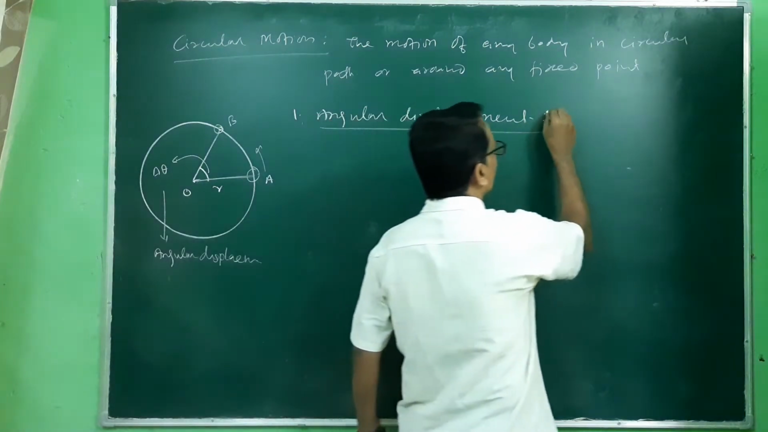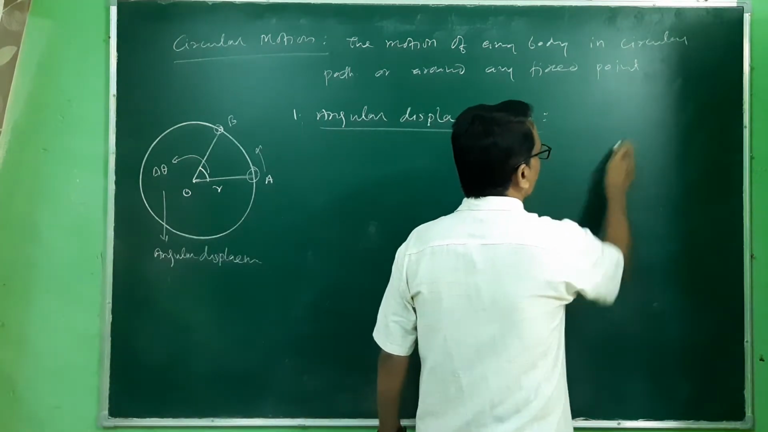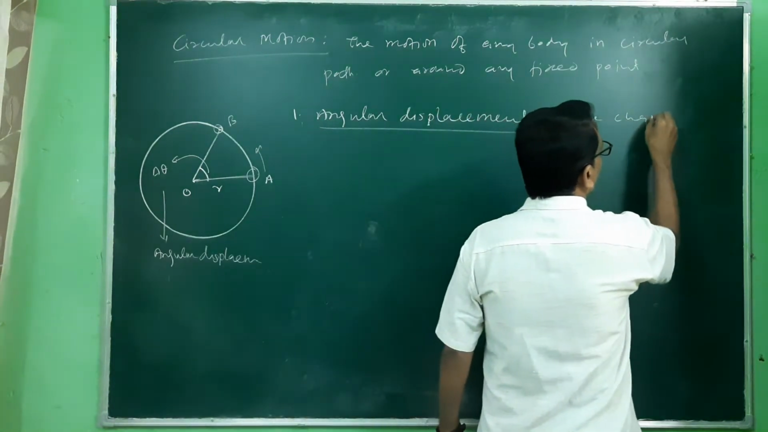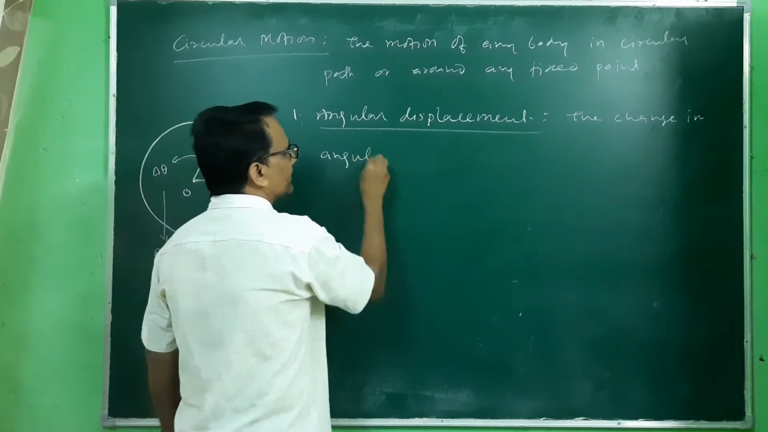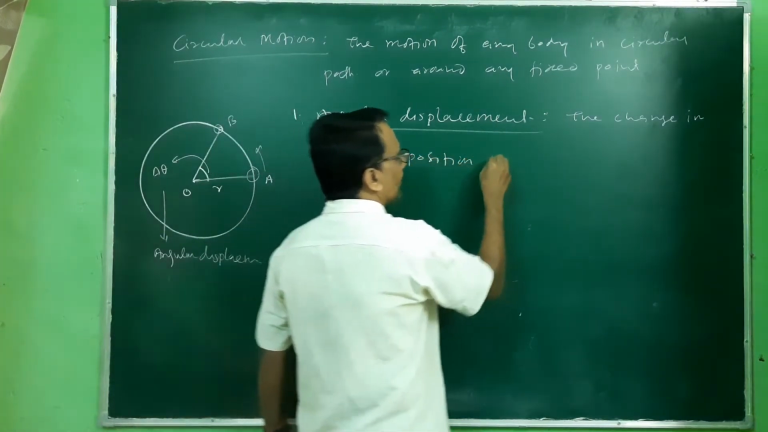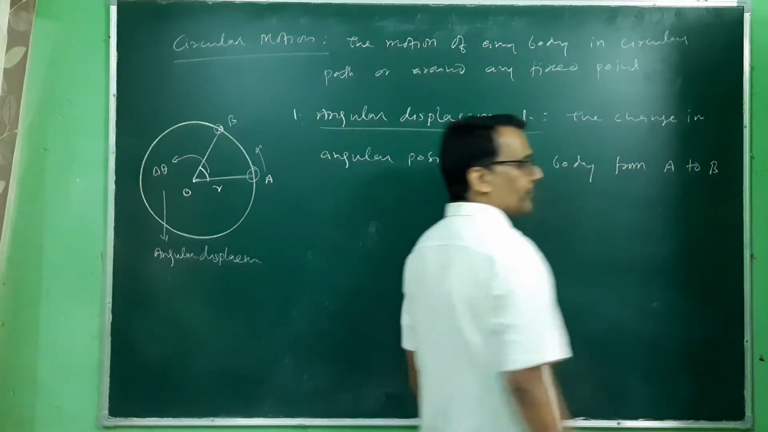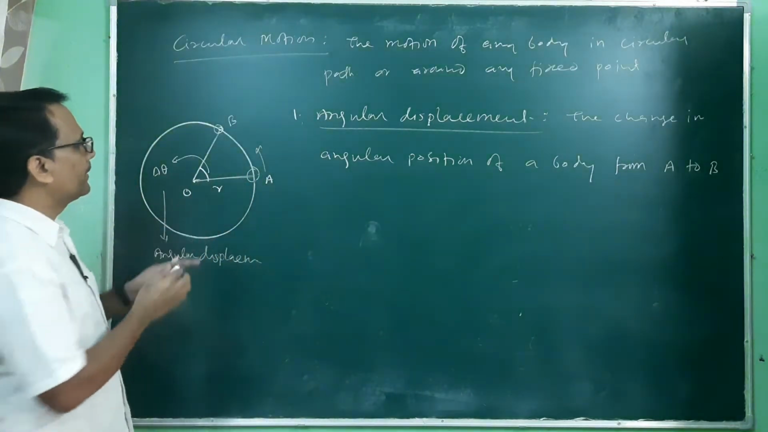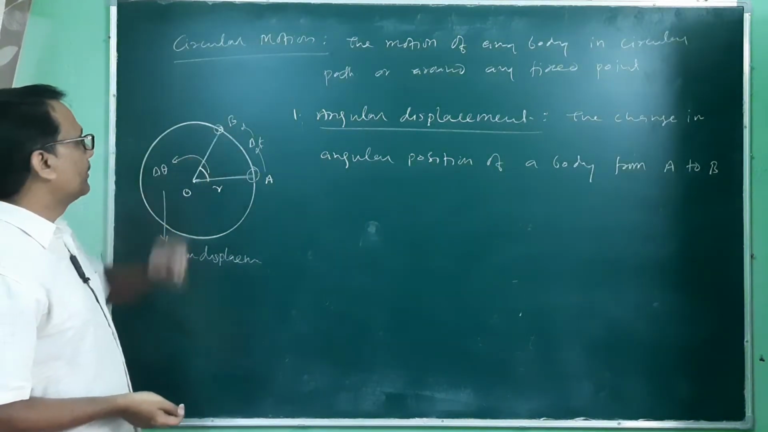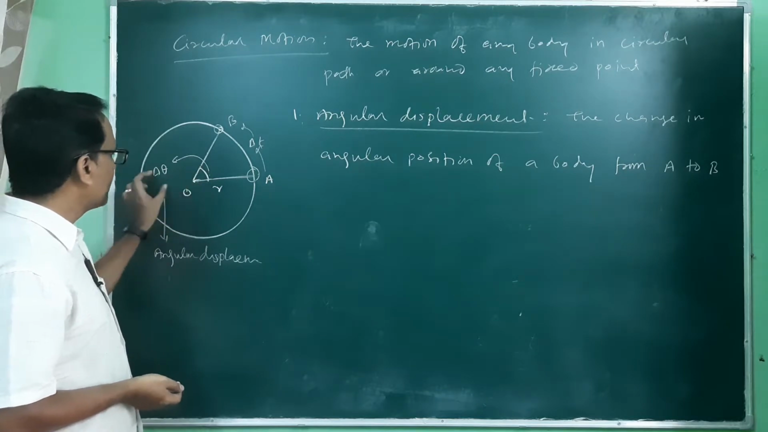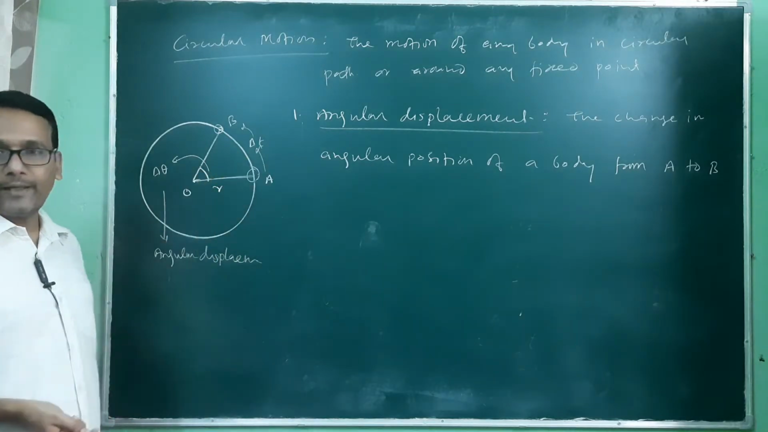So this angular displacement is defined as the change in angular position of a body from A to B. Here one body is somewhere here, and after time delta t it reached point B. This change in angular position is defined as delta theta, and this delta theta is known as angular displacement.